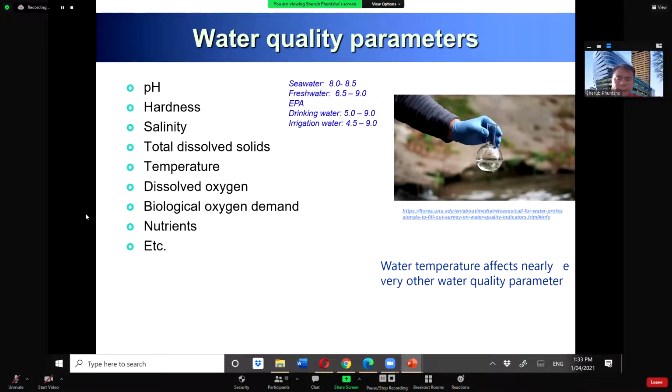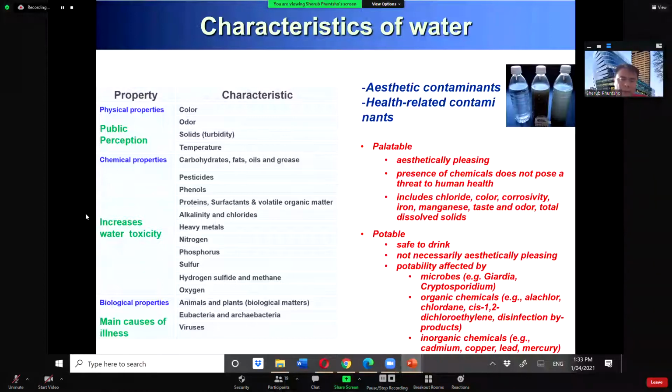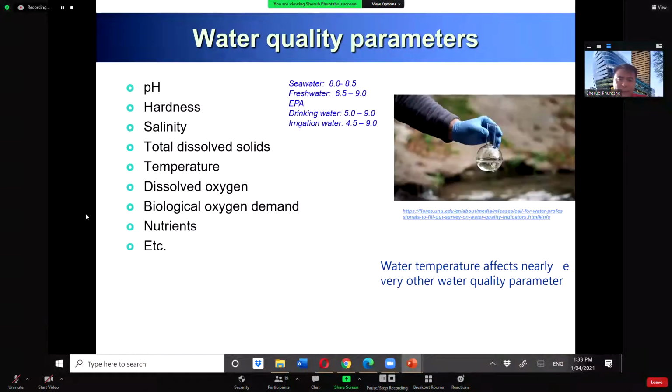This is more about defining the characteristics, but these are some of the water quality parameters that are generally used. pH is one of them, and pH really impacts many things. The water pH in seawater, for example, is 8 to 8.5. Fresh water is between 6.5 and 9. Drinking water should be between 5 and 9, and irrigation water between 4.5 and 9.